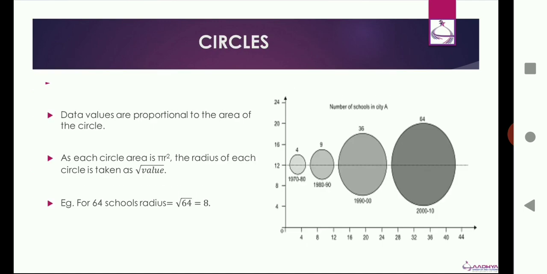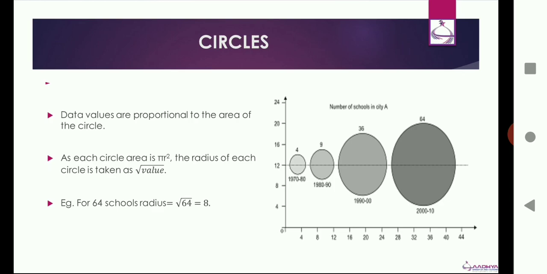The next type of two-dimensional diagram is a circle. In a circle, we use the same concept of squares, but instead here we draw it as pi r square, because the area of each circle is obtained by the formula pi r square. So for 1990 to 2000, we have a radius of 6, which gives us this total circle area, and we'll draw the circle using a protractor or a compass. Similarly, we'll take a radius of 8 and draw the circle for representing the number of schools in 2000-2010.